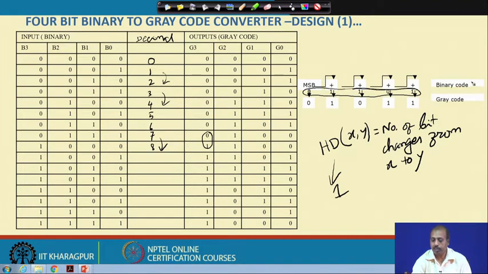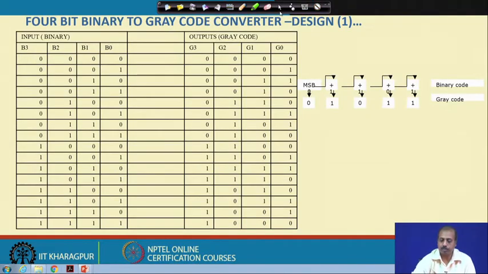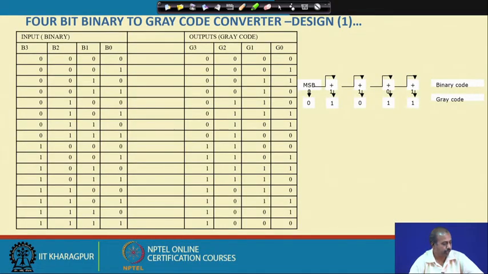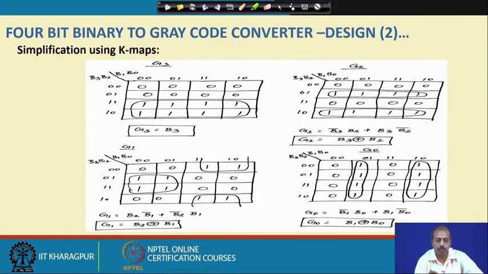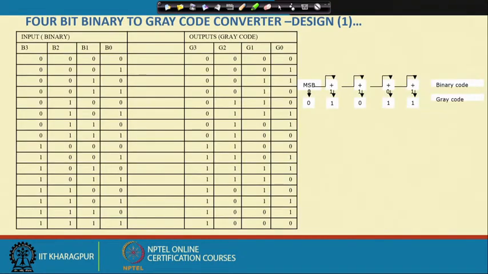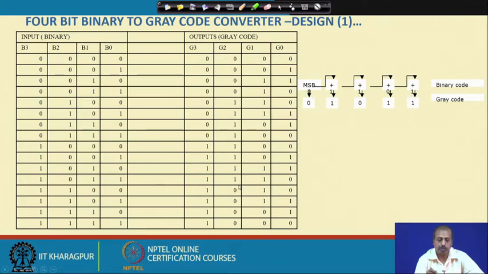We will come to this definition via the truth table. We will start with the truth table here, and then we will show that this actually leads to this functionality. So let us take this simplification of this code. If we look into the corresponding Karnaugh maps for G3, G2, G1 and G0, G3 is this column, G2 is this column. So G3 is 1 whenever B3 is equal to 1. Whenever B3 is equal to 1, G3 is equal to 1.